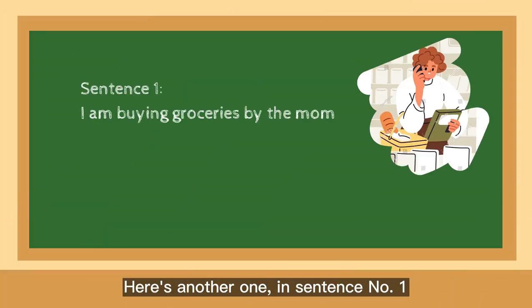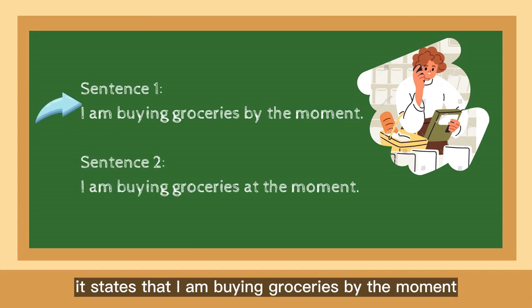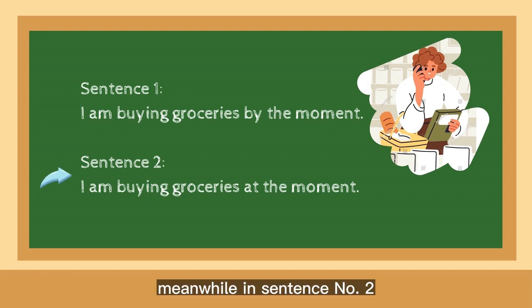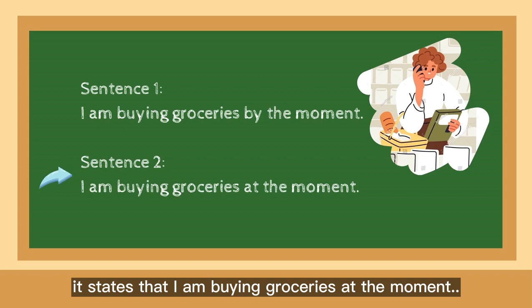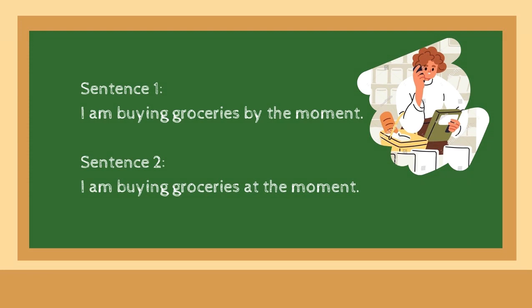Here's another one. In sentence number 1, it states that I am buying groceries by the moment. Meanwhile, in sentence number 2, it states that I am buying groceries at the moment. Which of the two sentences has the correct preposition being used? Yeah, you got it right.